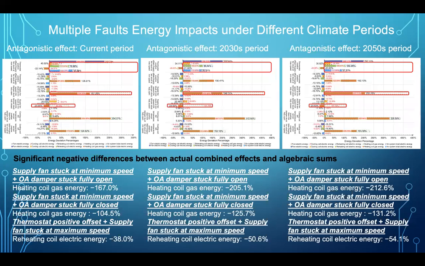In contrast to synergetic effect, antagonistic effect can also be observed. The four combinations of supply fan stuck at minimum speed with outdoor air damper stuck fully open and with outdoor air damper stuck fully closed resulted in substantial decreases for heating coil gas energy. In addition, the combination of thermostat positive offset and supply fan stuck at maximum speed led to a substantial decrease in the deviation from HVAC sum for reheating coil electric energy.